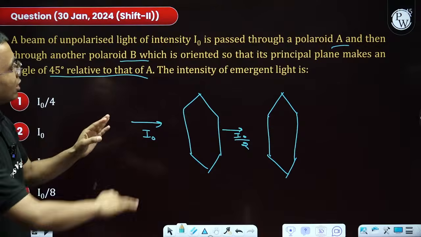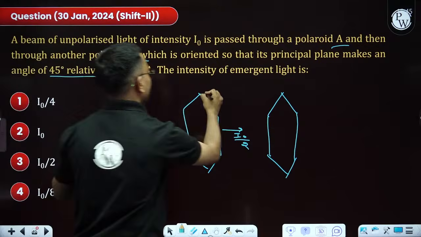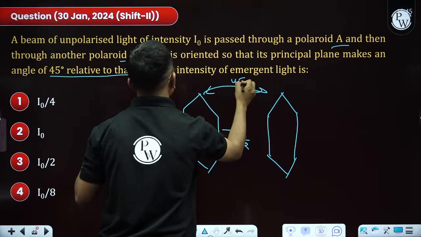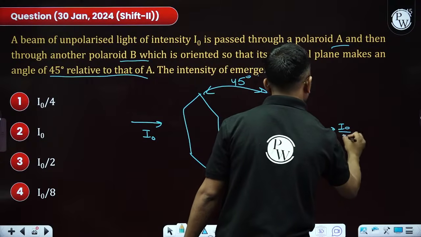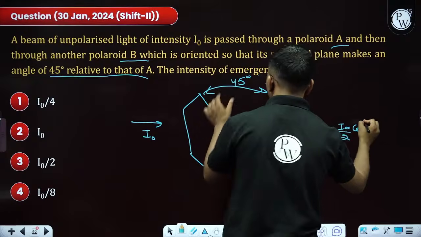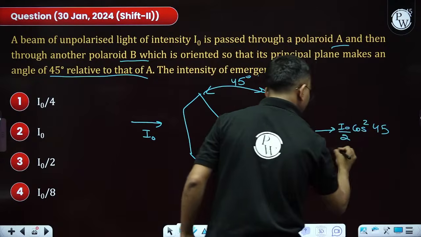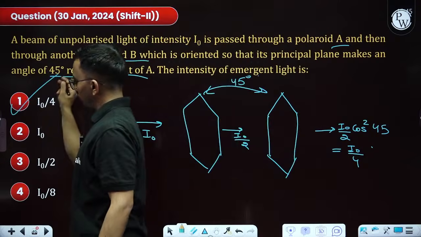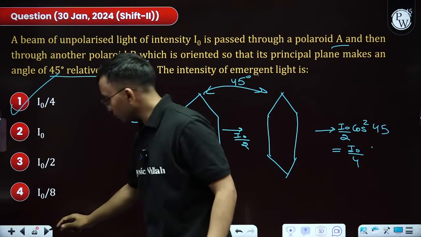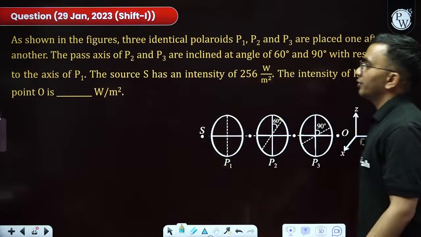Now it passes through another Polaroid. Here the angle is 45 degrees between these two. This intensity will be I naught by 2 cos square of this angle. This comes out to be I naught by 4, which is the first option. Option 1, yes, perfect, Niladri Nath.